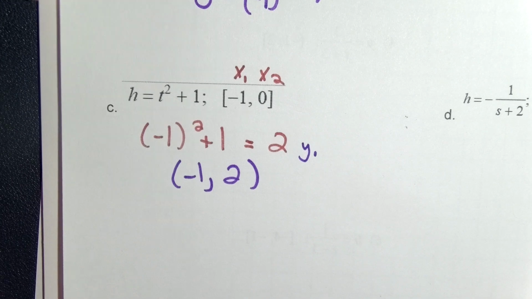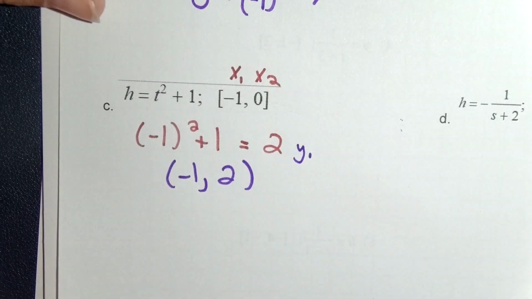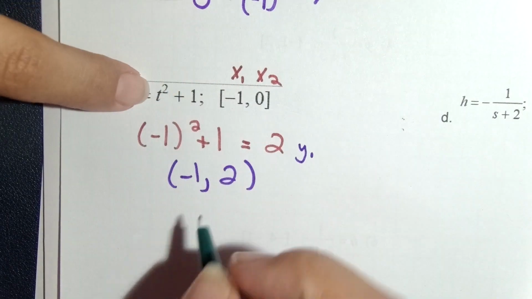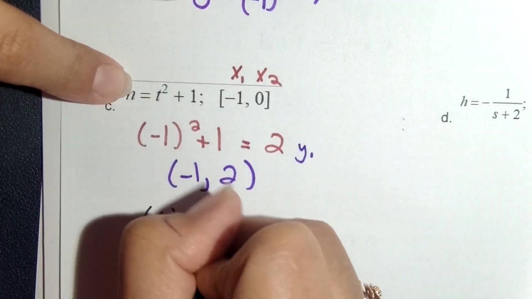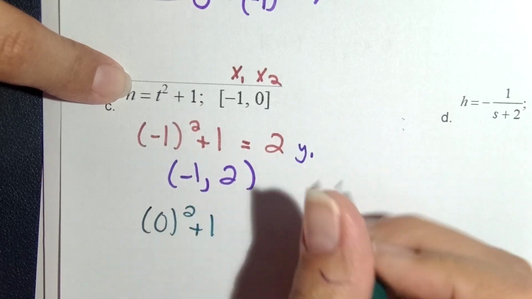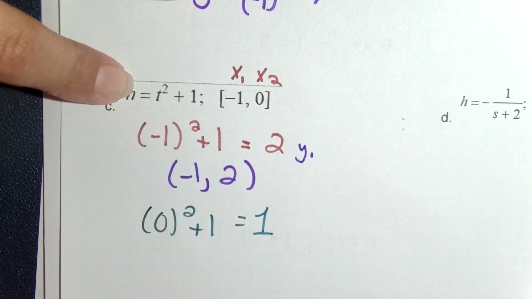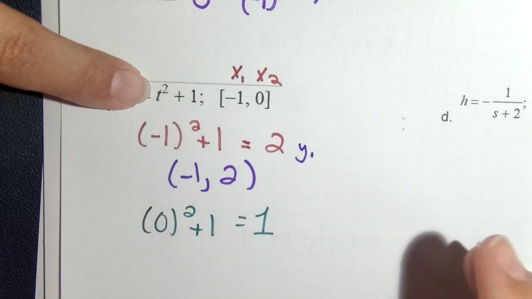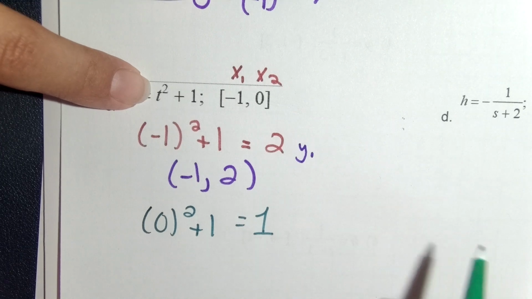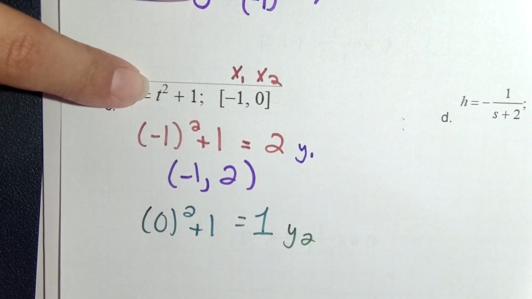So now we'll do the same thing for x2. We'll substitute in 0. Where are we substituting 0 for? T. So it's going to be 0 squared plus 1. When you put it into the calculator, you get 1. So this will give me what coordinate? Not y1, y2. We already have y1.